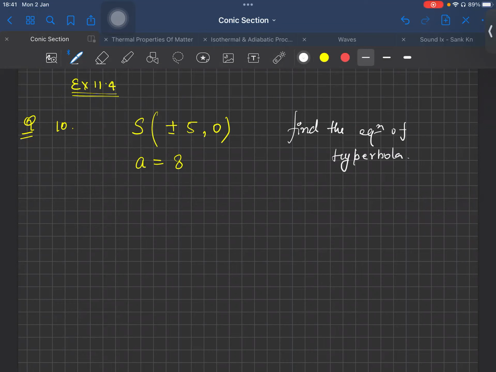How will you find it? See, the equation of hyperbola is x square upon a square minus y square upon b square equal to 1. Everything is there. You need to find b. How will you find b?